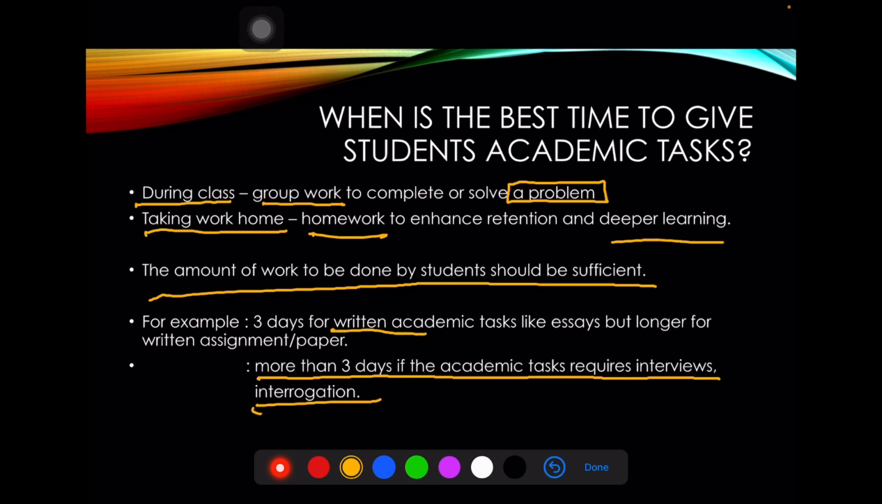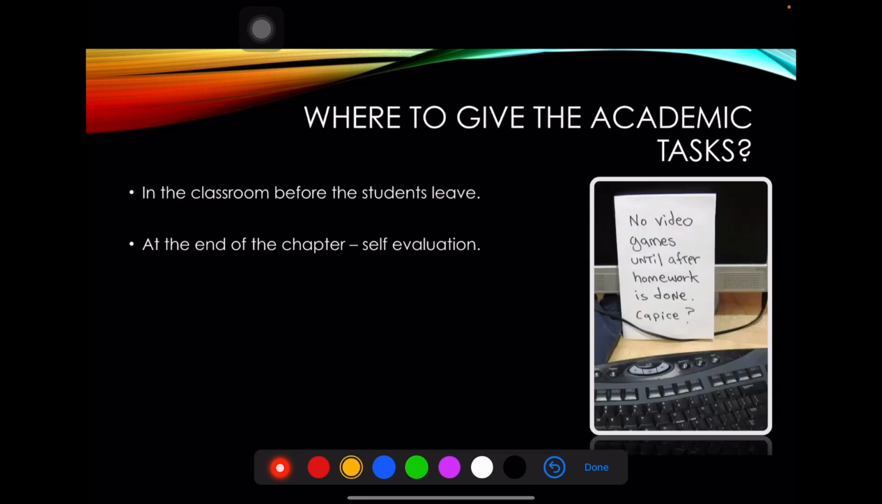So for written academic tests like essay, you give them 3 days to complete. But if the essay is longer, like a report where you have to conduct survey, then it will be longer. Okay, so in your case it's actually from week 1 to week 4. Okay, so on the 4th week you will submit the report. Alright, where to give the academic test.